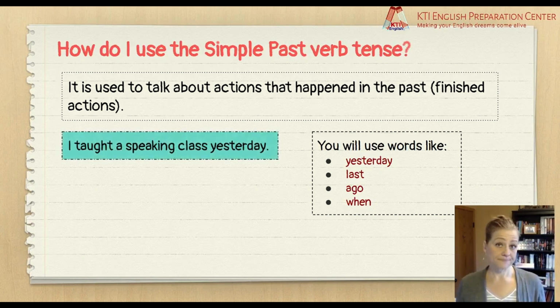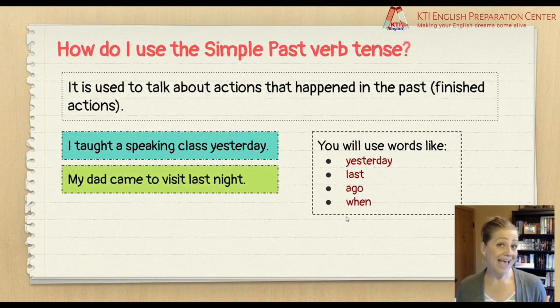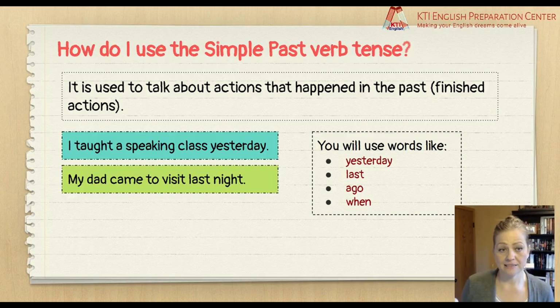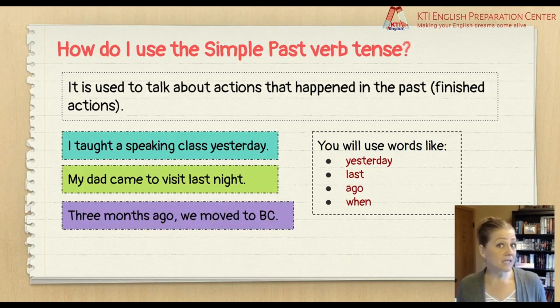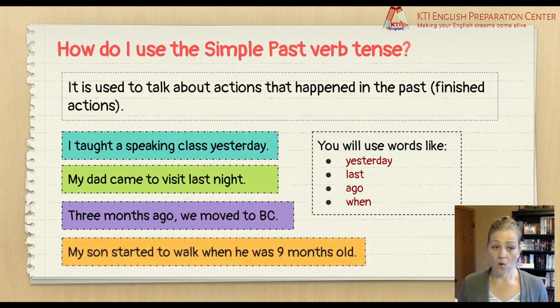So for example, I taught a speaking class yesterday. My dad came to visit last night. 3 months ago, we moved to BC. Or my son started walking when he was 9 months old. So these are examples where we've got the time marker words that tell us this is a past event. It's finished.